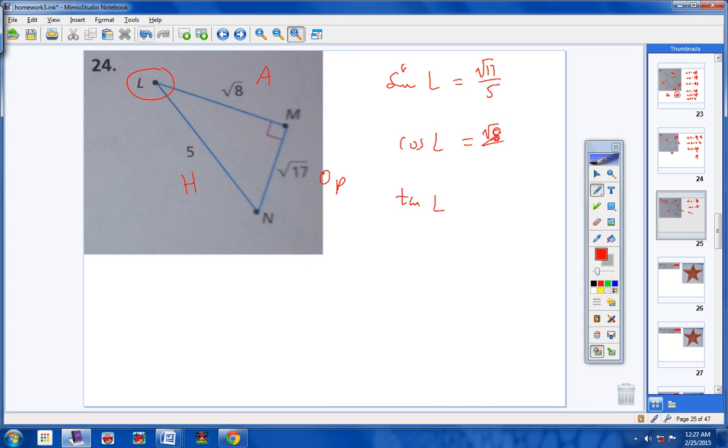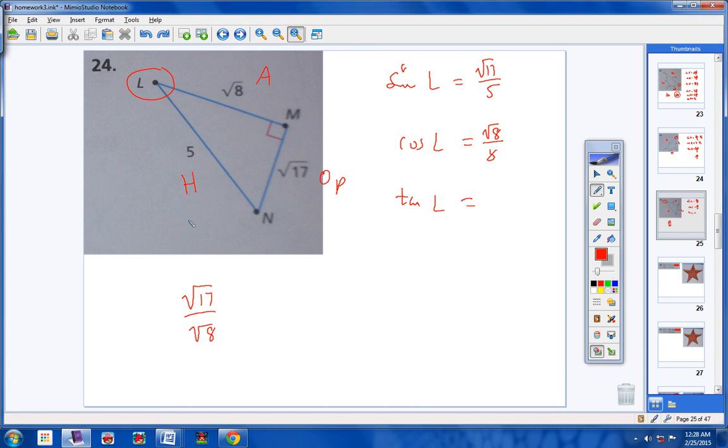And tangent is opposite over adjacent. So a little bit of work we got to do here, guys. My pen is really messing up. Hold on 1 second here. Okay. Square root of 17 opposite over adjacent square root of 8. Now listen, students, you're more than welcome to have a radical in the numerator. That's fine. So I don't care about this right here. But the square root of 8 has to go.